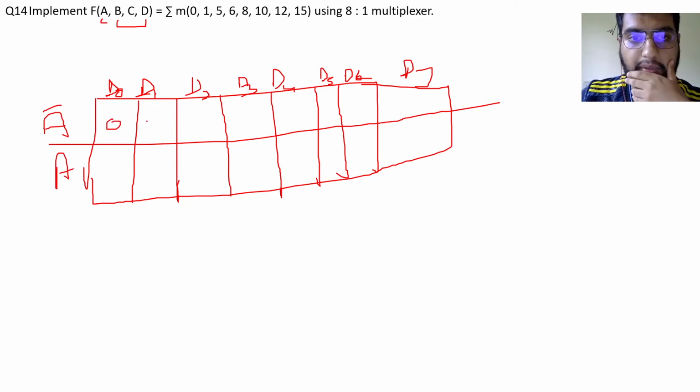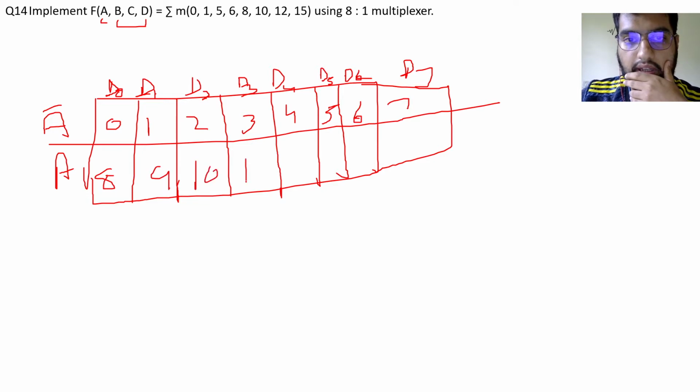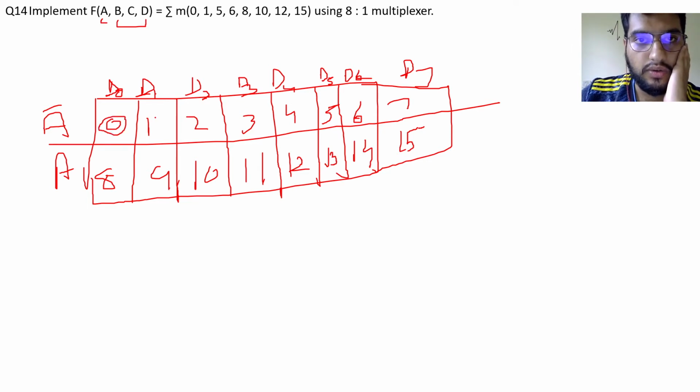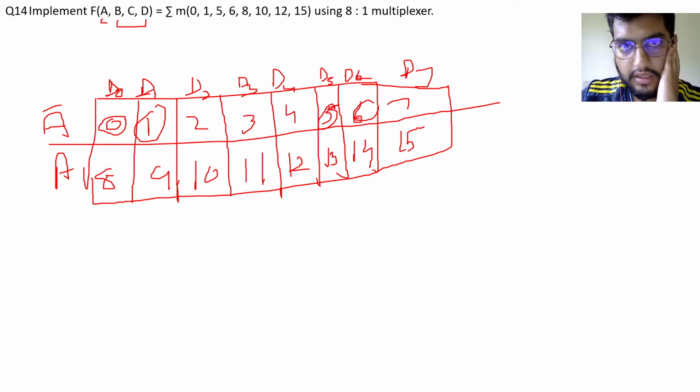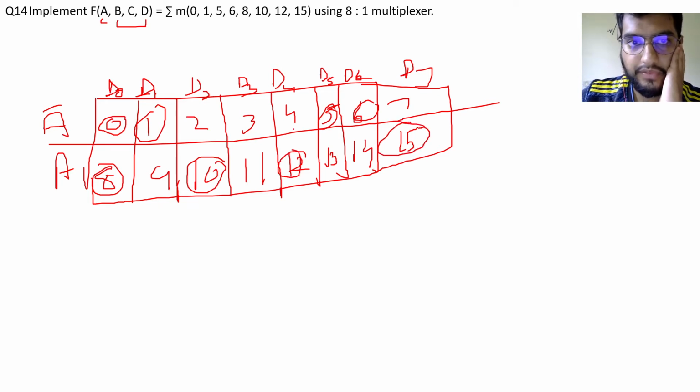So I'll write down the minterms: 2, 3, 5, 6, 7, 8, 9, 10, 11, 12, 13, 14, and 15. Now we will encircle all those minterms: 0, 1, 5, 6, 8, 10, 12, and 15.